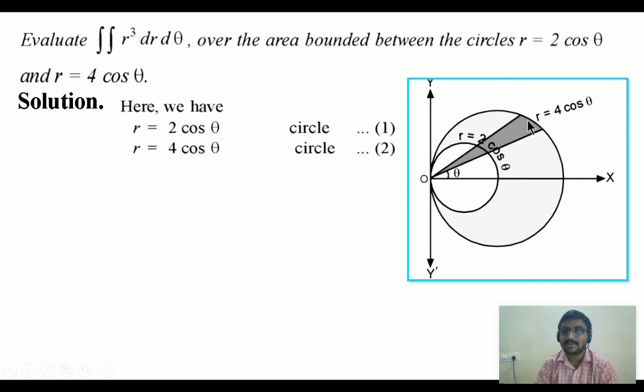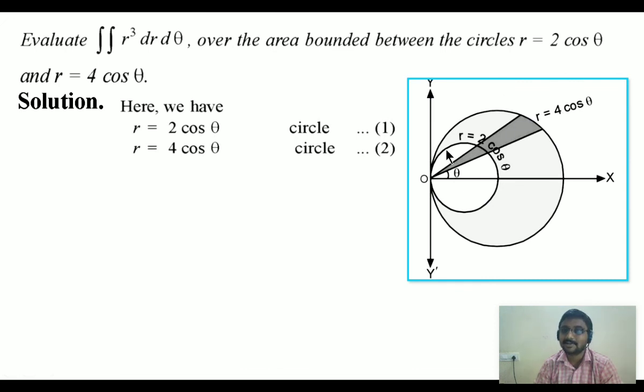That means 2 cos theta to 4 cos theta. What are the r limits? 2 cos theta to 4 cos theta. And according to this area, the radius vector moves from theta equal to negative pi by 2 to positive pi by 2, that is, negative y axis to positive y axis. Here we are taking polar coordinates. Thus theta moves from negative pi by 2 to positive pi by 2. Thus the theta limits are obtained.